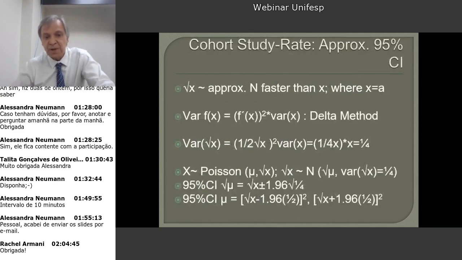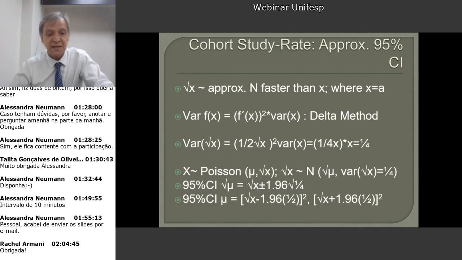So here we go. Got the formula. There's a little bit different presentation of the same formula. I can say the square root of X follows a normal distribution faster than X itself, okay? Where X equals A. So the variance of A is going to be this function squared, the variance by the delta method, which gives you that 1/4. That's a little bit of a derivation.